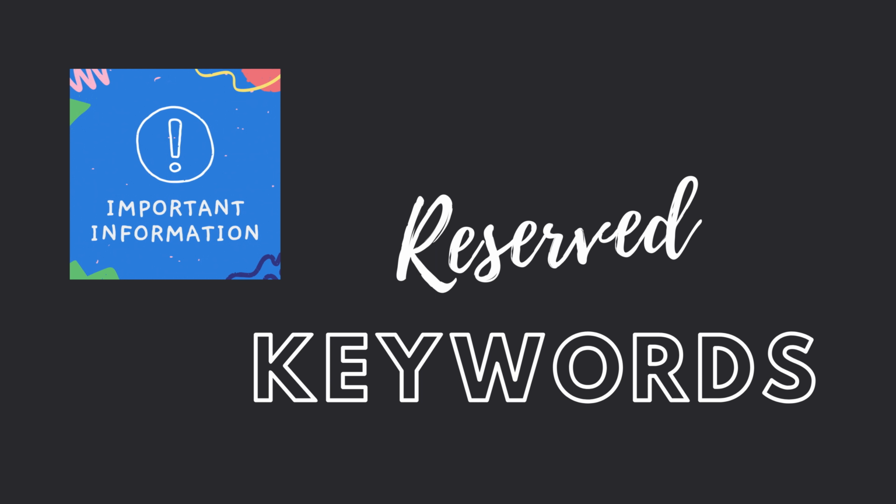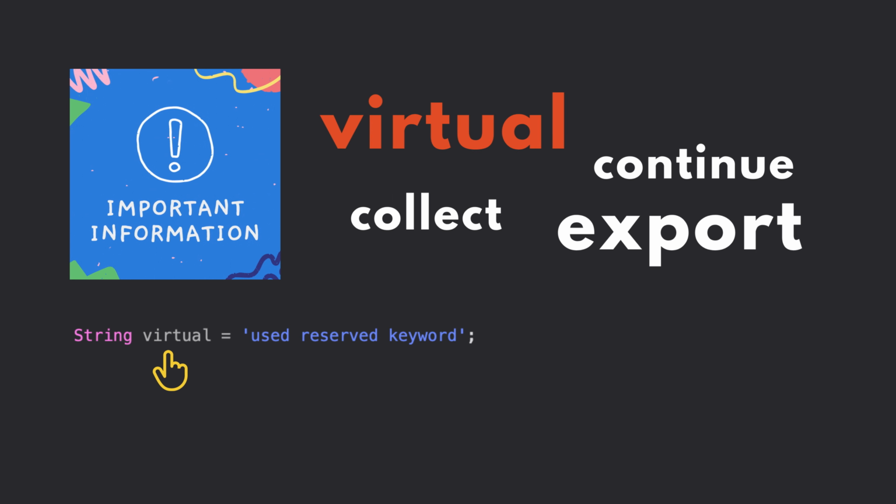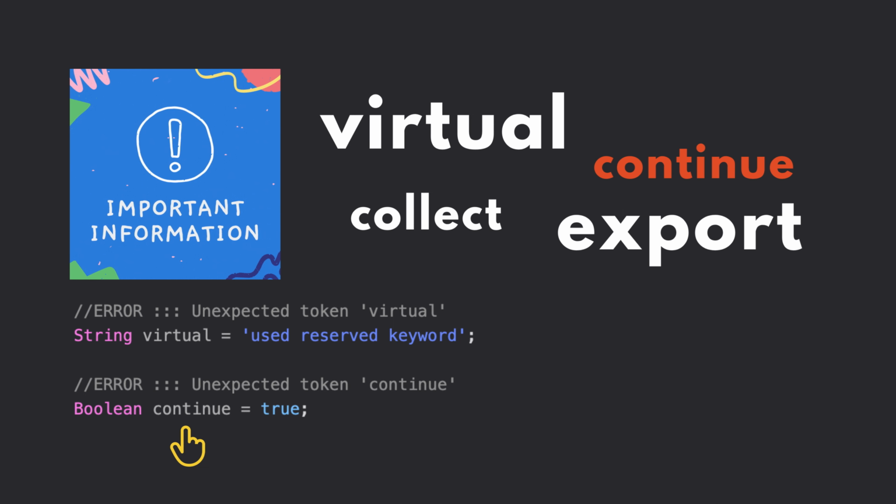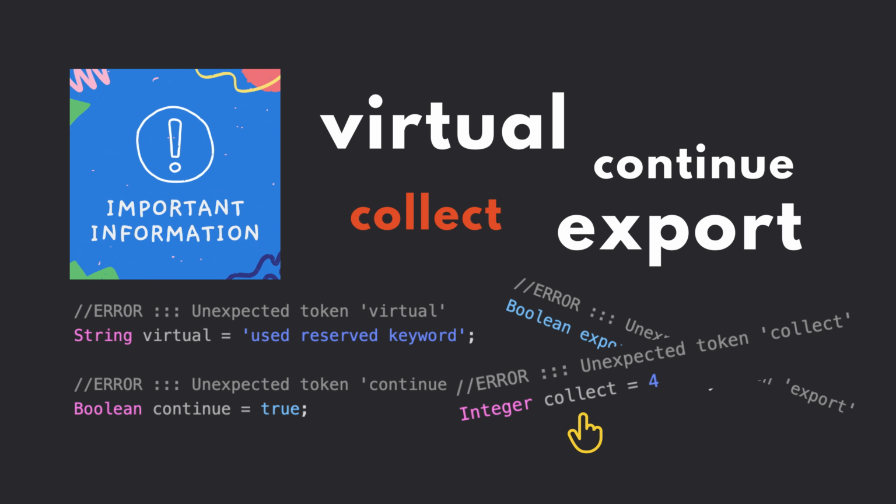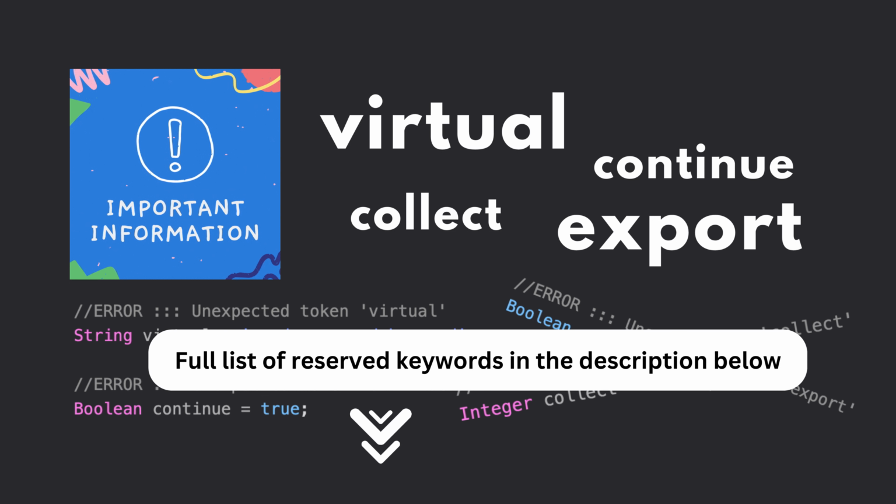Point number 5, reserved keywords. These are keywords that are being used by Apex, which cannot be used by programmers as variable names. For example, keywords such as virtual, export, collect, and continue. Let's say we use the virtual keyword as the variable name. When the code compiles, we get an unexpected token error. The same goes for continue, export, and collect. To check out the full list of reserved keywords, follow the link in the description.